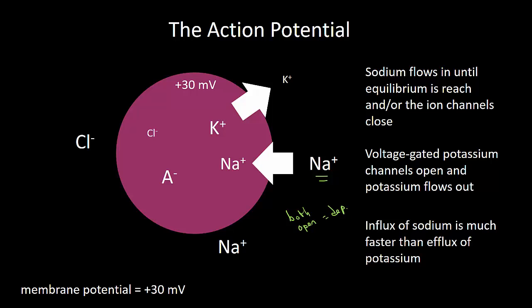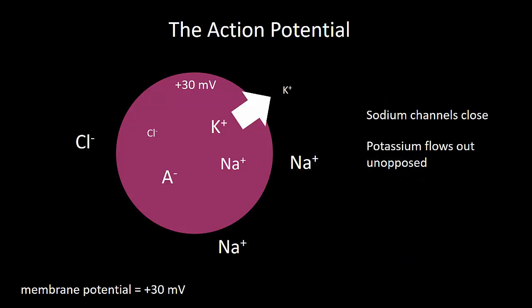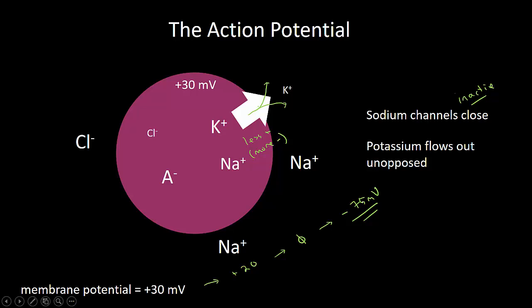But eventually those sodium channels close. I wrote close, but really they become inactive. Now the flow of sodium stops. Potassium is flowing out unopposed. And as potassium flows out, we're making the inside less positive, which is the same thing as more negative. So if we were at plus 30, the inside becomes less positive. Instead of plus 30, we go to plus 20, keep on going to 0. So much potassium comes out that we actually end up getting a slight hyperpolarization. We go all the way to minus 75 millivolts.